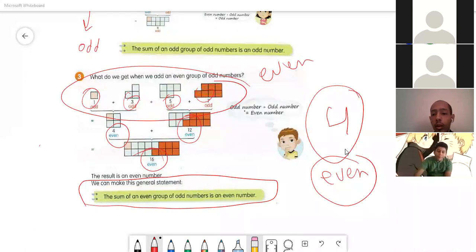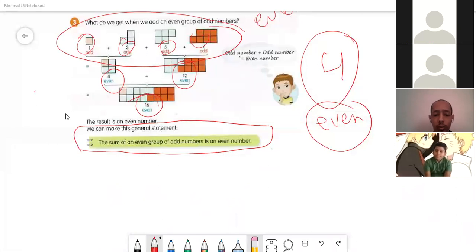Some of you are writing the page. What do you need the page for, guys? No need, just follow me. Don't look at the page in the book.